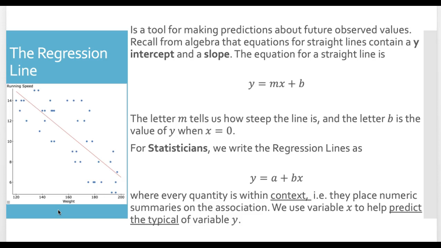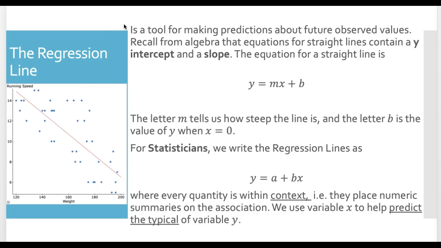What this red line gives us is the typical or average running speed for a given weight. This red line is really just a bunch of average running speeds over different weights. As for the equation of this line, it's just a straight line, and we've seen these types of lines in algebra. That's where we start. The regression line is a tool for making predictions about future observed values.